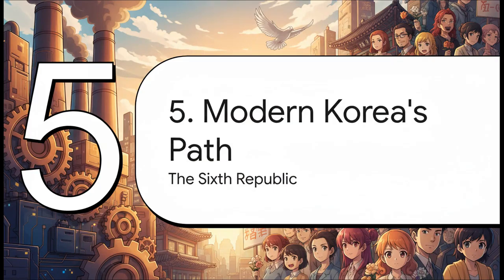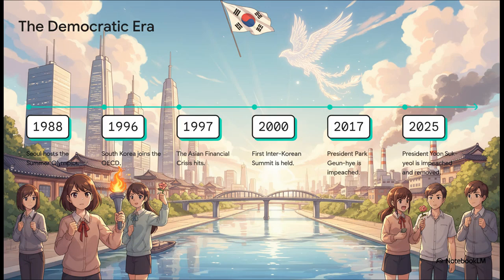So, that brings us to 1988 and the start of the Sixth Republic, which is basically modern democratic Korea. And this era is just packed with incredible highs and some pretty tough new challenges. And you can see just how dynamic this modern era has been. I mean, look at this.